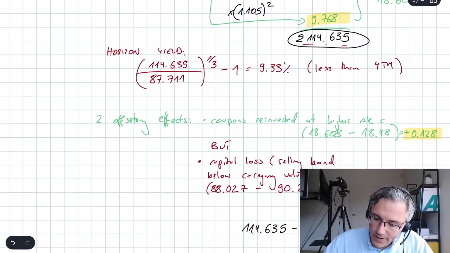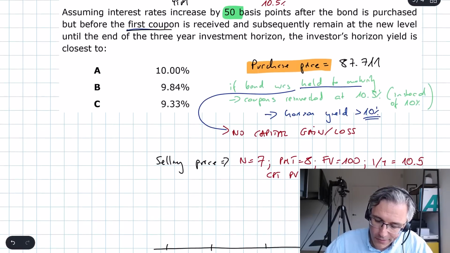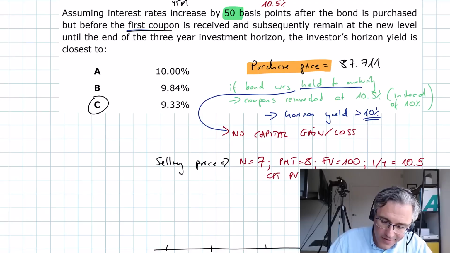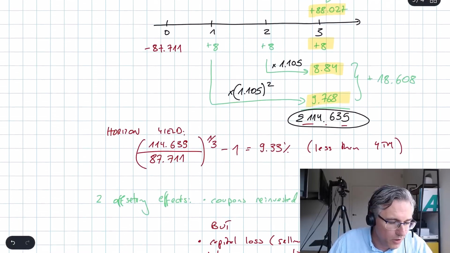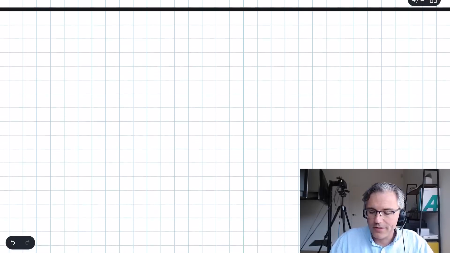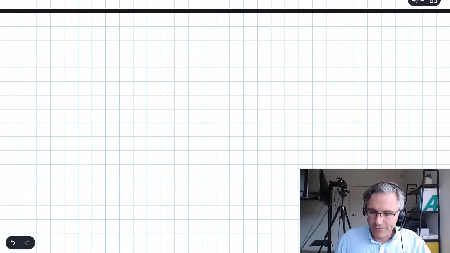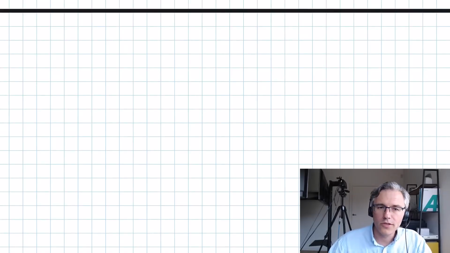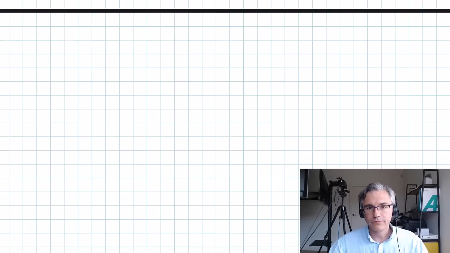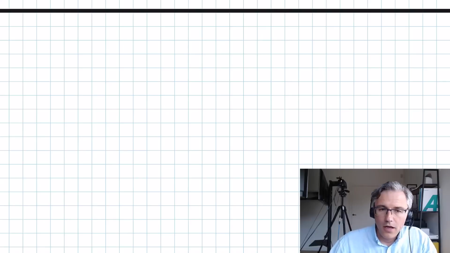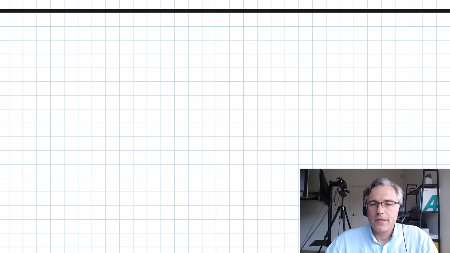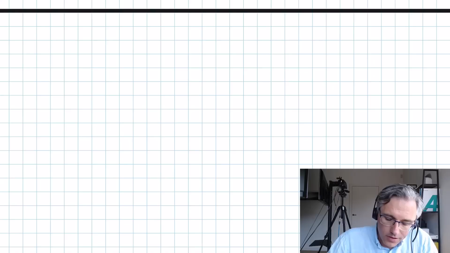Right, let's see if we can answer the question. Right, the question is answered by picking answer C. That was the horizon yield, 9.33. And let me just now summarize what we kind of discovered in this lesson. We've done a lot of computation, but it's important now to take a step back and take a broader view of things. We focused in this lesson on what is officially known as interest rate risk.